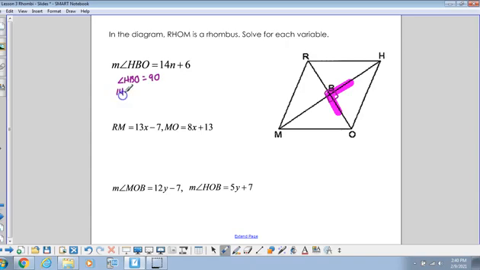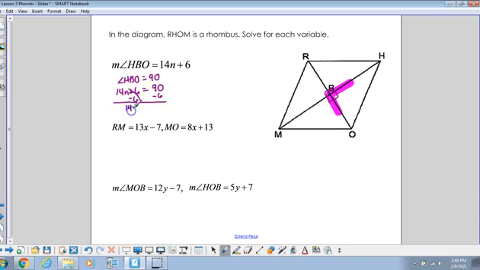So 14n plus 6 equals 90. And now you can go to Desmos and type this in, or you can use algebra. I'm going to go ahead and use algebra right here. But you can absolutely type it in Desmos, but if you type it in Desmos, remember that you always want to use x as your variable.